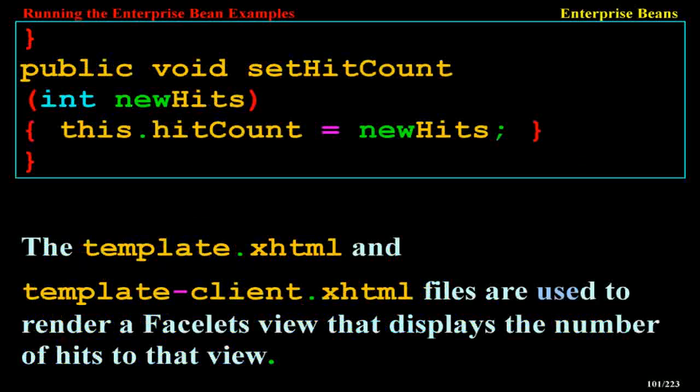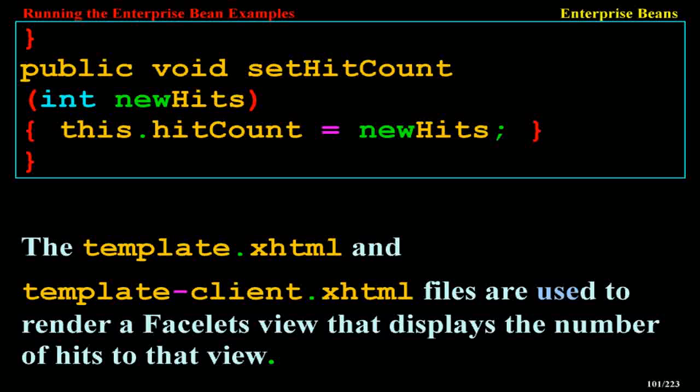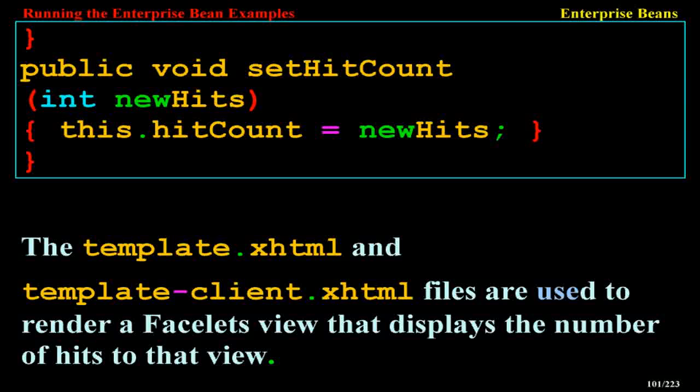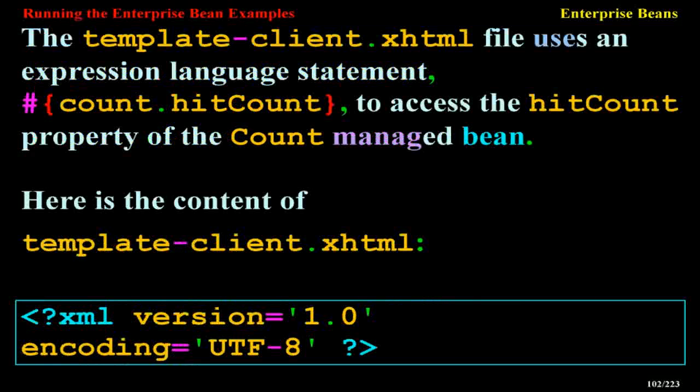The template.xhtml and template-client.xhtml files are used to render a Facelets view that displays the number of hits to that view. The template-client.xhtml file uses an expression language statement, #{count.hitCount}, to access the hitCount property of the Count managed bean. Here is the content of template-client.xhtml.